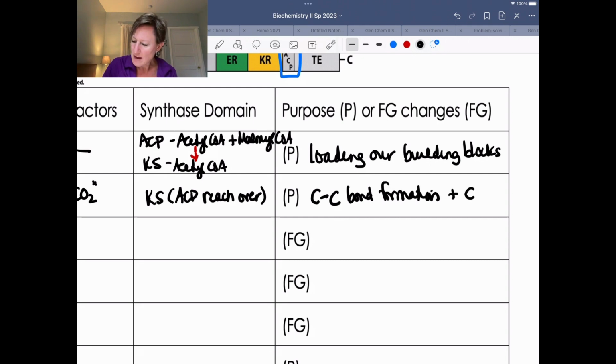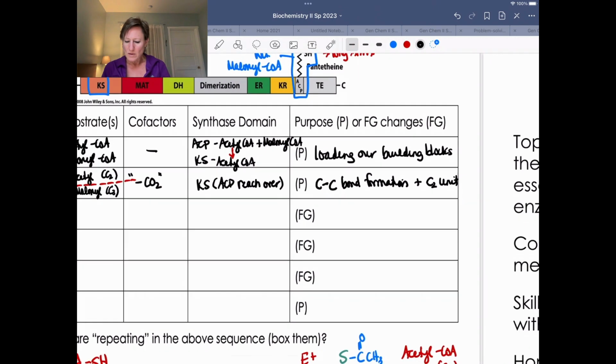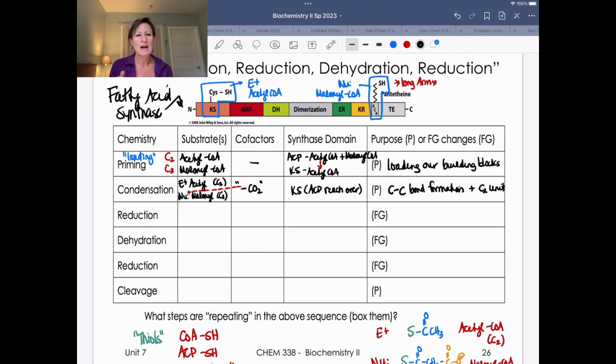Okay, and then we've added a C2 unit. So we've coupled 2 C2 units, or as we're going to see as we repeat this, we basically continue to add 2 carbon units. Okay, so that happens in what we're going to refer to kind of as the basement part of our fatty acid synthase.